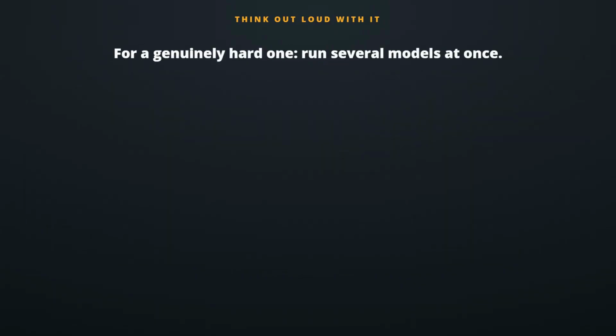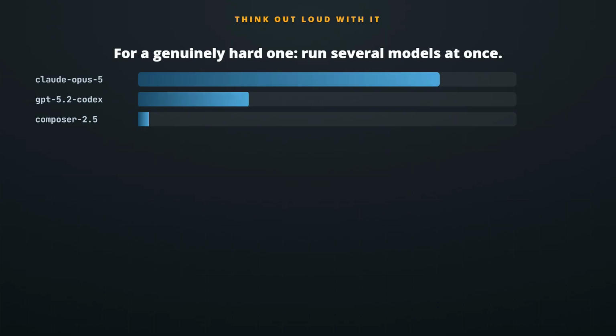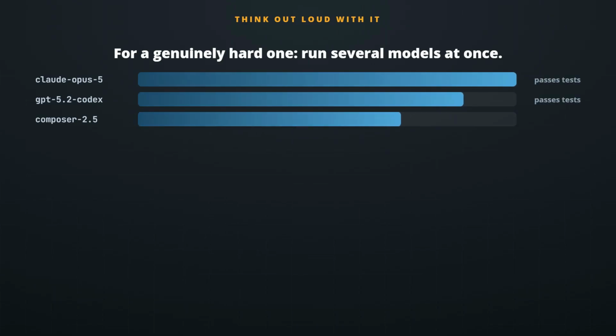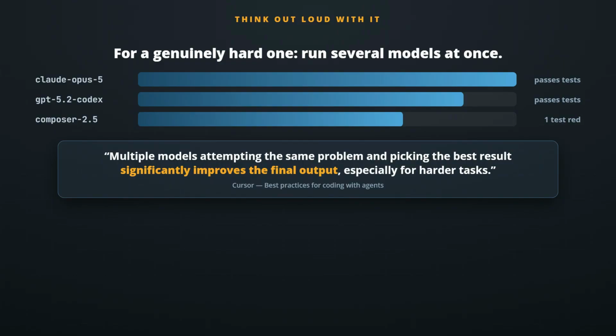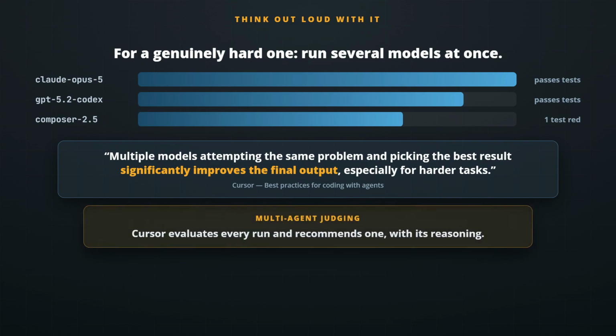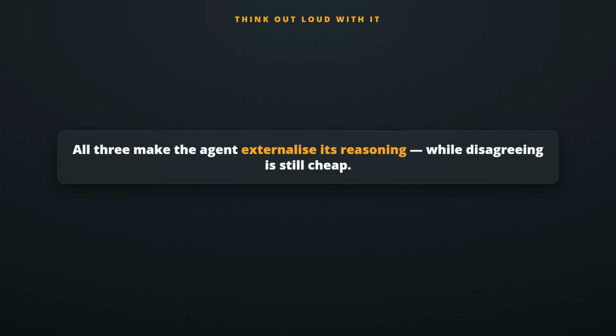And for a genuinely hard problem, run agents in parallel, several models on the same task at once. Cursor's finding is that multiple models attempting the same problem and picking the best result significantly improves the output, especially on the hard ones, and it will judge the runs and recommend one for you. All 3 moves do the same thing. They make the agent externalize its reasoning early, while disagreeing with it is still cheap.